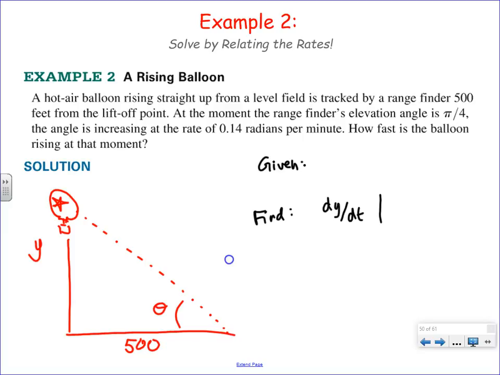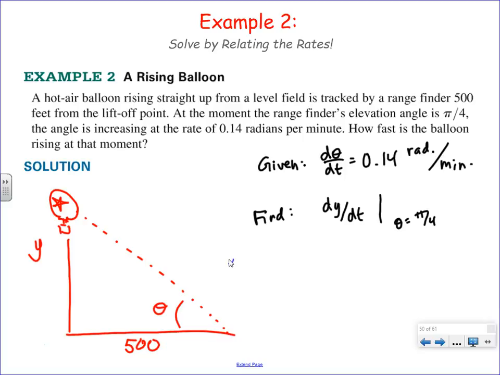They give me a snapshot in time, an instant, and that snapshot would be theta equals pi over 4, technically radians. Snazzy thing though, radians are dimensionless. We'll get to that in a second. What are we given? The angle is increasing at the rate of, so we know d theta dt. They give us radians per minute, but once again, radians are dimensionless. They adapt to whatever unit is being used, which is nice.